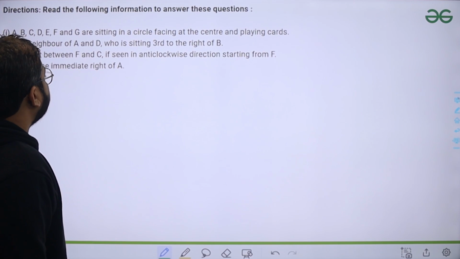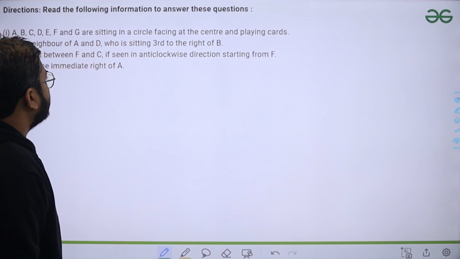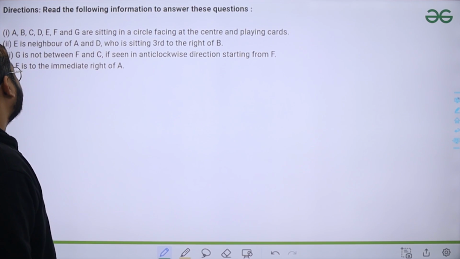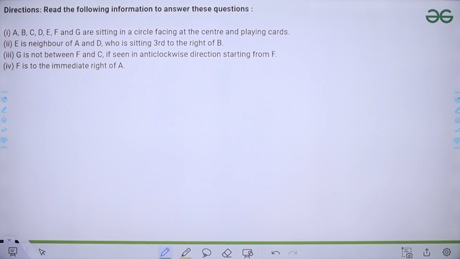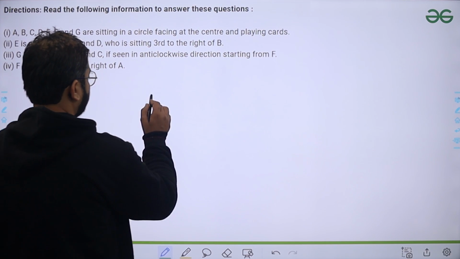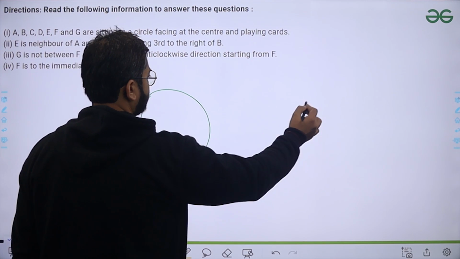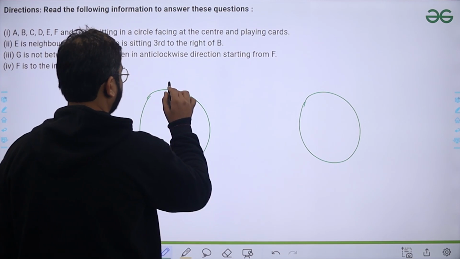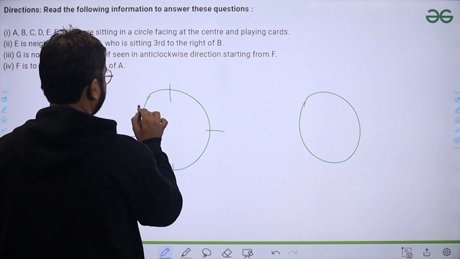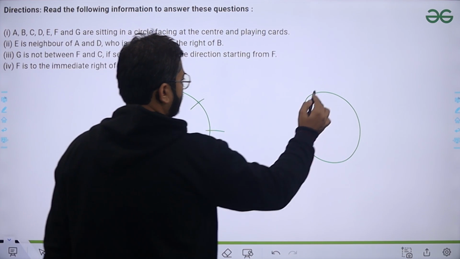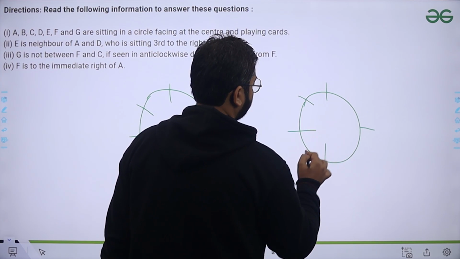A, B, C, D, E, F, G are sitting in a circle facing the center playing cards. E is the neighbor of A and D, and D is sitting third to the right of B. G is not between F and C when seen in the anti-clockwise direction. Now we have to do this type of questions. I am giving you the hint, because we have seen such a question. First make the 8 people that are facing towards the center.